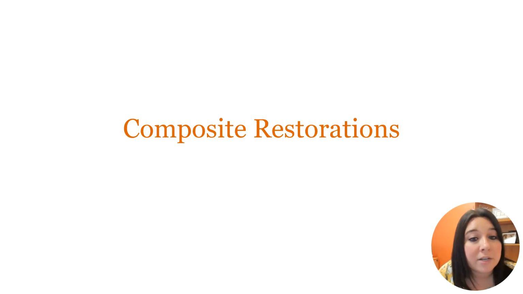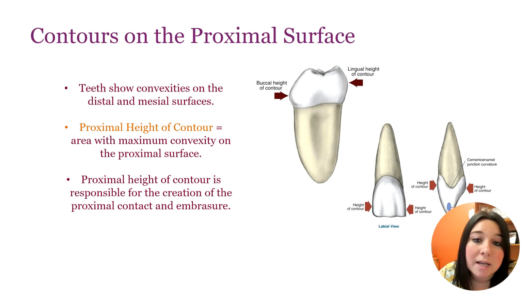This week we're going to continue to talk about composite restorations. We'll first start to discuss contours. Contours are convexities on both the distal and mesial surfaces of our teeth. Each tooth has a proximal height of contour, which is the area with maximum convexity that is on the proximal surface. As you can see in the picture here, there's a buccal height of contour, a little bit lower on this molar. There's also a lingual height of contour, which is a little bit higher. This does vary per tooth.